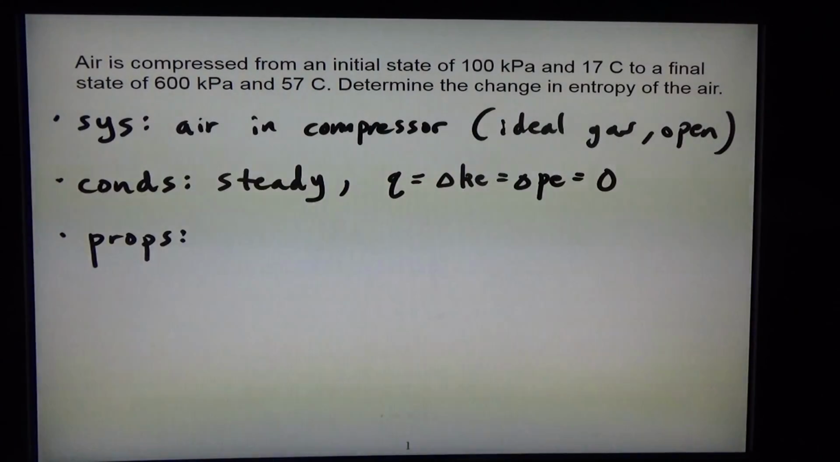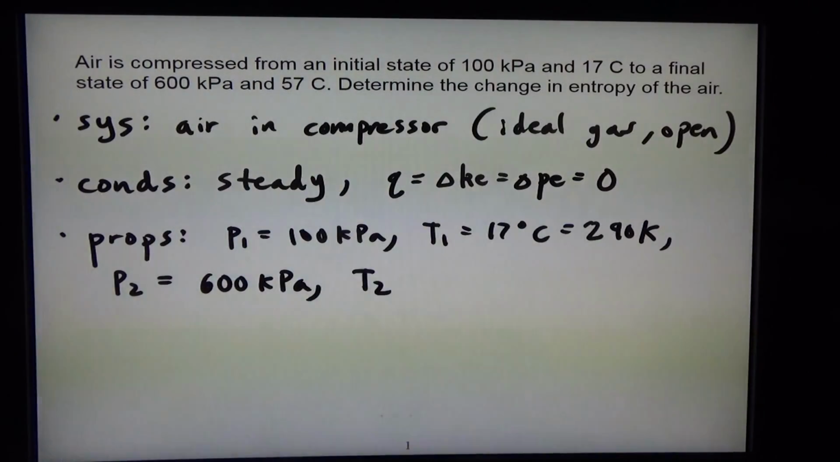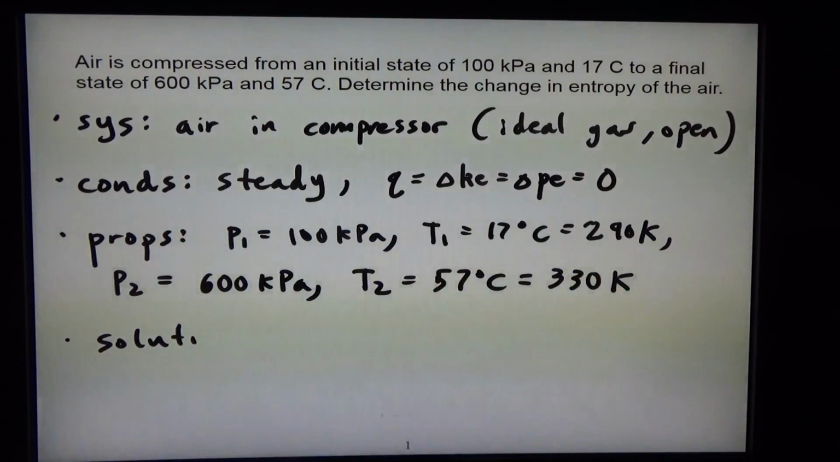Then for the properties, we have pressure at the inlet is 100 kPa. Temperature at the inlet is 17 degrees Celsius or 290 Kelvin. And the final state, which is the exit state, P2 is 600 kilopascal. And the exit temperature is 57 degrees Celsius or 330 Kelvin. Alright, now we're ready to go ahead and solve. We're asked for one thing, the change in entropy of the air.